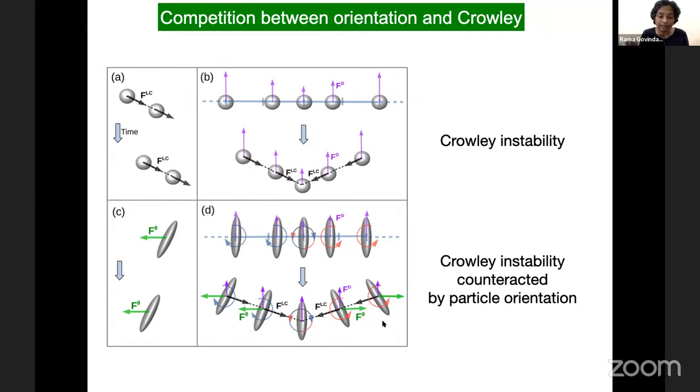So that's all there is. Like, we'll see various aspects of this coming up.